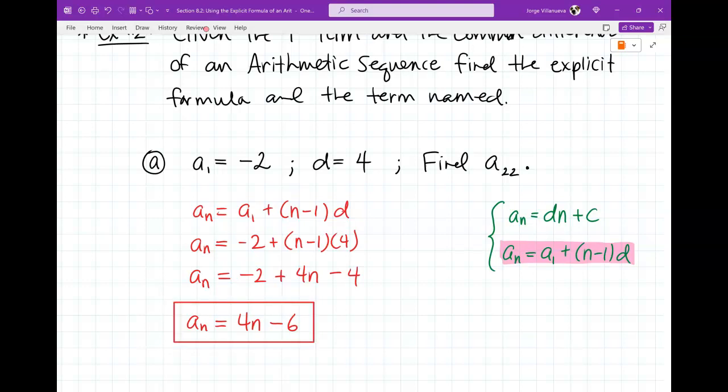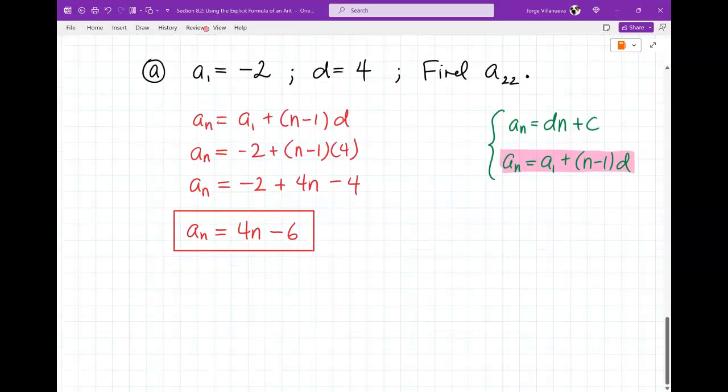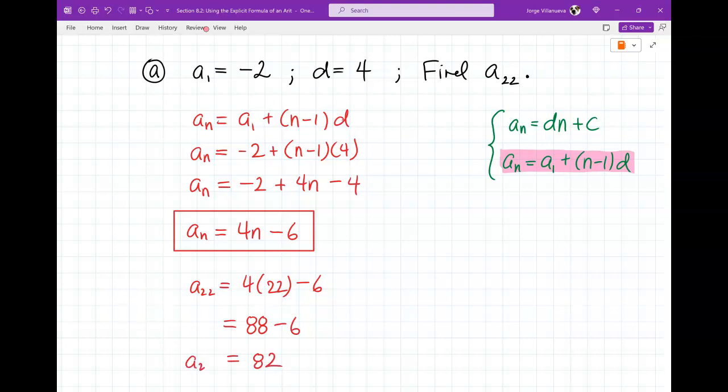Okay, but then they said, all right, now find a sub 22. So using that formula right there, I'm going to find this 22nd term. So a sub 22 is 4 times 22 minus 6. Well, that's 88 minus 6. That's 82. So a sub 22 is 82.